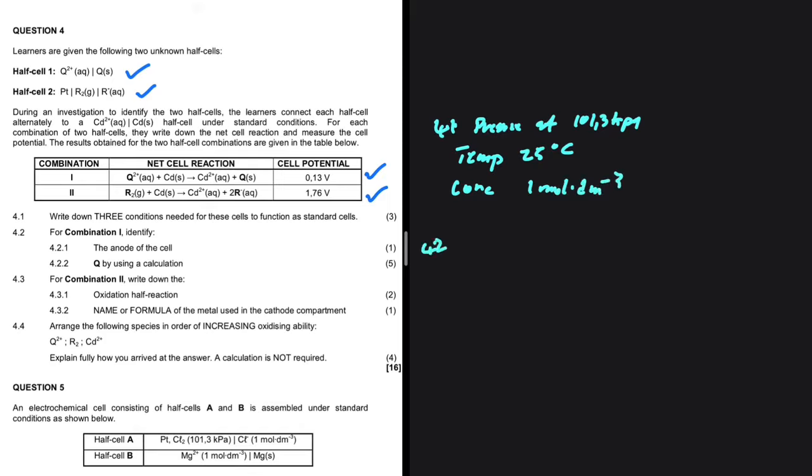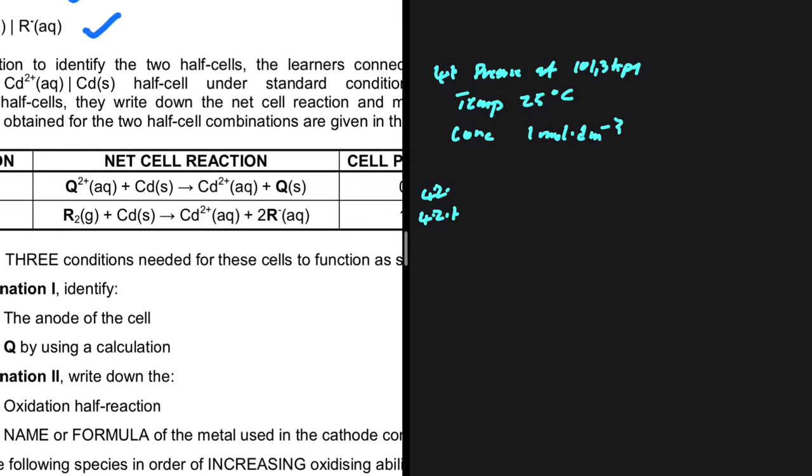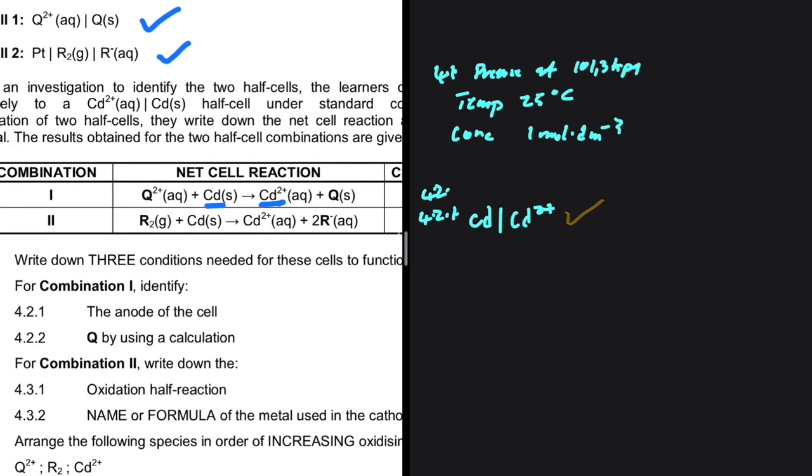Let's go to 4.2. 4.2.1. For the first combination, let's identify the anode of the cell. In our first combination, we are given the net cell reaction. Well, we have cadmium losing 2 electrons to form cadmium 2 plus. So that is our anode. Our anode is cadmium. At the anode, oxidation occurs. There's a loss of electrons. And as we can see, cadmium loses electrons in our first combination.